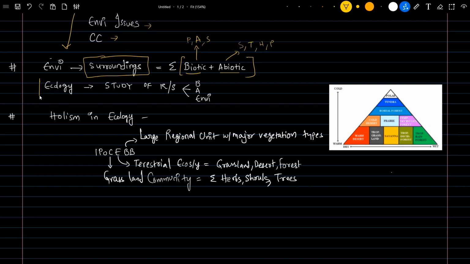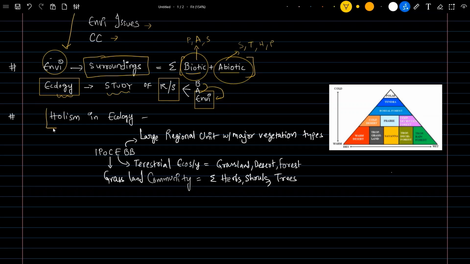Next, let's understand what is ecology. So here the word logy, everyone knows, means study. So what we study here is the relationship. Here we study the relationship of environment and biotic components and abiotic components. So we'll be studying the relationship between biotic and abiotic components with environment. So these are the relationships which we study, known as ecology.